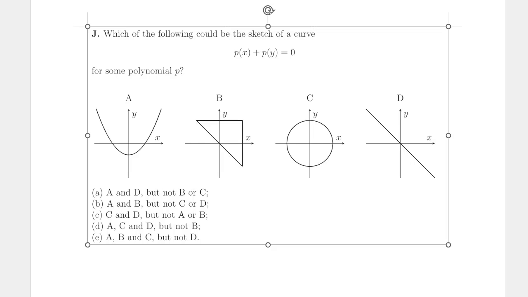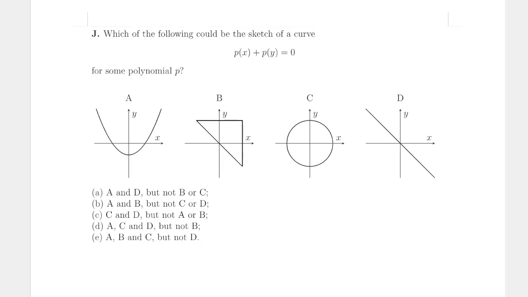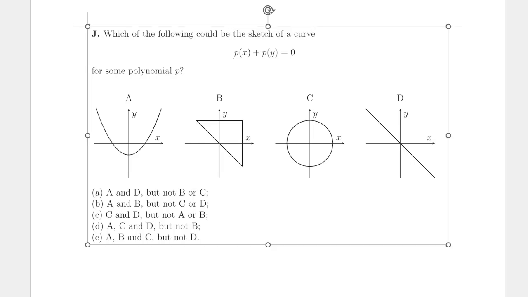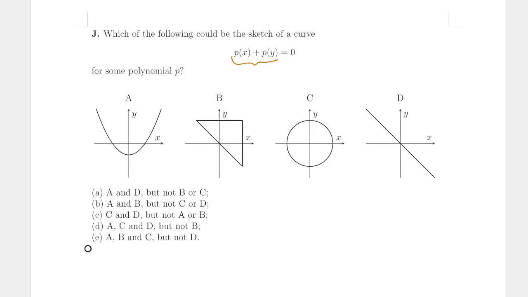All right, last question, question J. Which of the following could be the sketch of a curve p(x) + p(y) = 0 for some polynomial p? Okay, and then we've got 4 graphs. Cool. Okay, so what's special about the polynomial on the left-hand side here? It is a polynomial in 2 variables, fine.